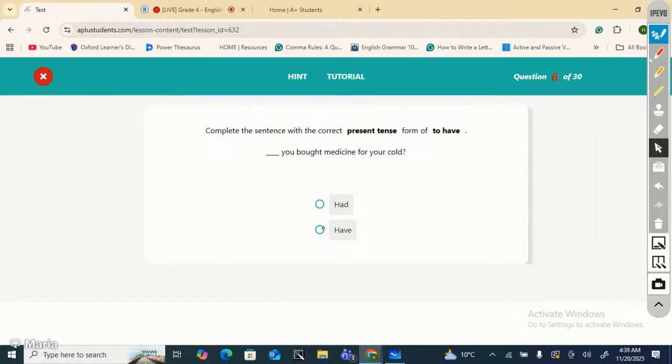Now complete the sentence with the correct present tense form of the verb to have. Blank you bought medicine for your cold? Again, a question, an interrogative sentence. Had or have? Choose the correct present tense form of the verb to have.